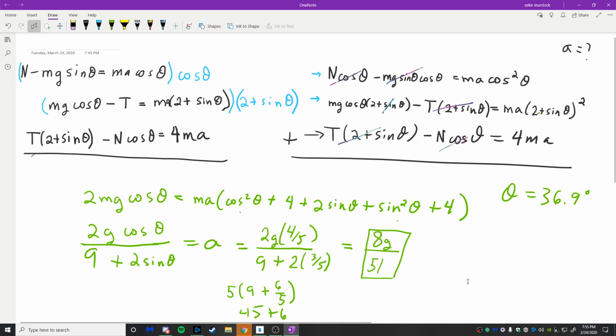But does anyone have any questions about that? There are other ways to go through the algebra. That is probably the one that takes the least number of steps.